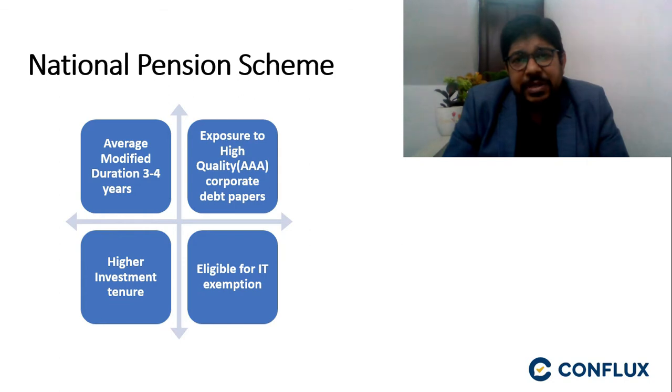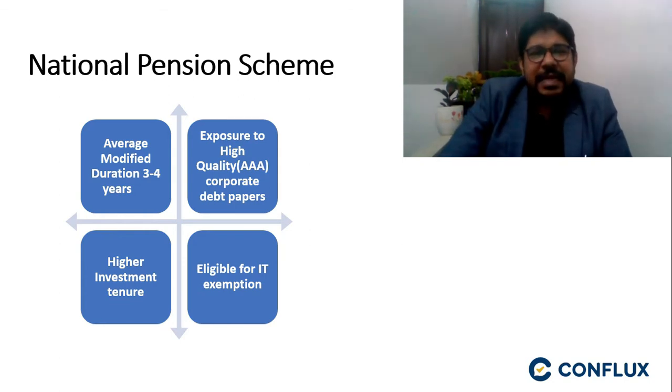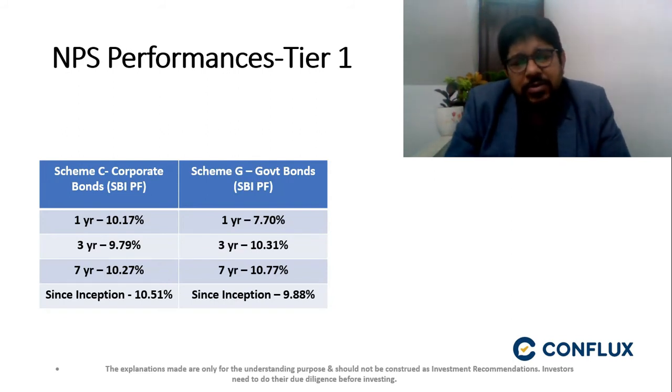The average investment duration or holding period of these papers is between 3 to 4 odd years, and generally the tenure of these holdings is on a higher side. For pure understanding's sake, I have picked SBI as the fund manager managing funds in NPS, and I have picked up the schemes managed by SBI: scheme C, which is a corporate bond, and scheme G, which is a government bond. If you look at that data, it throws up an interesting number.